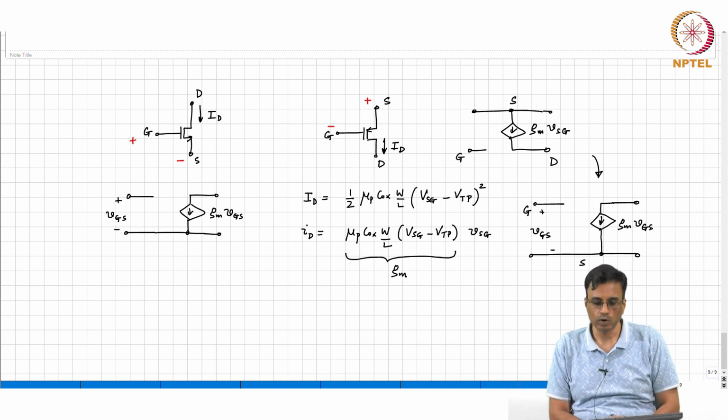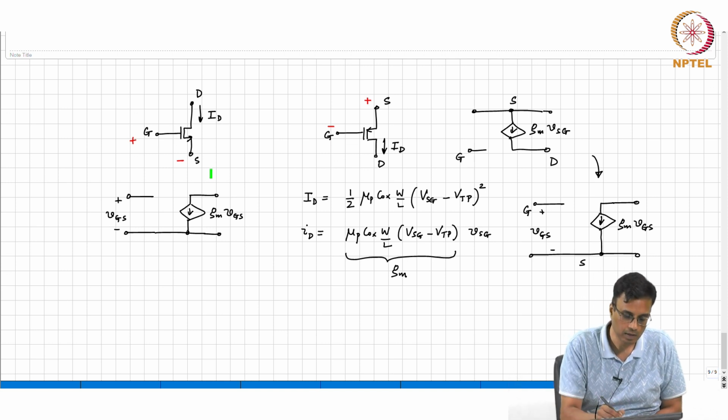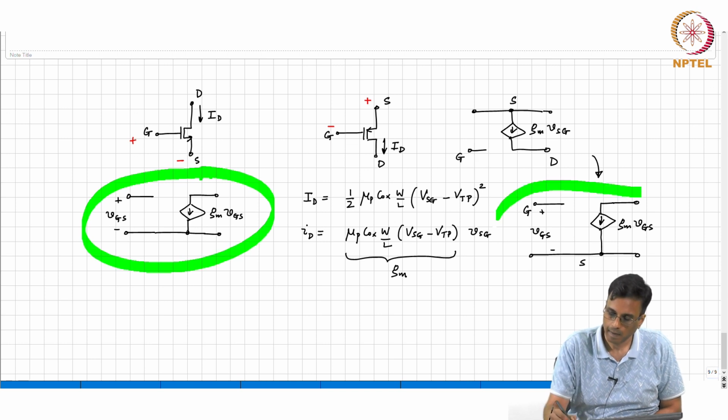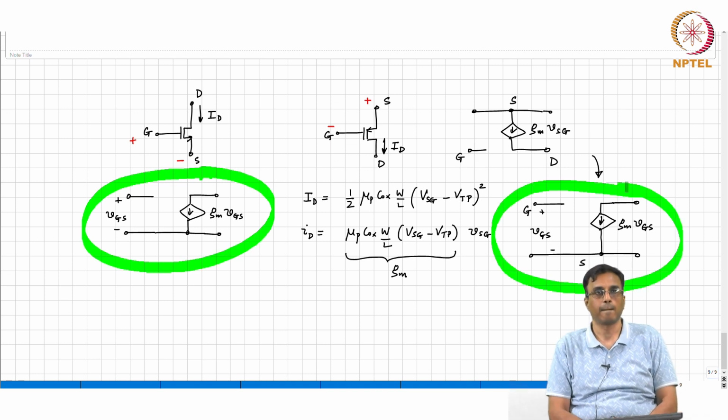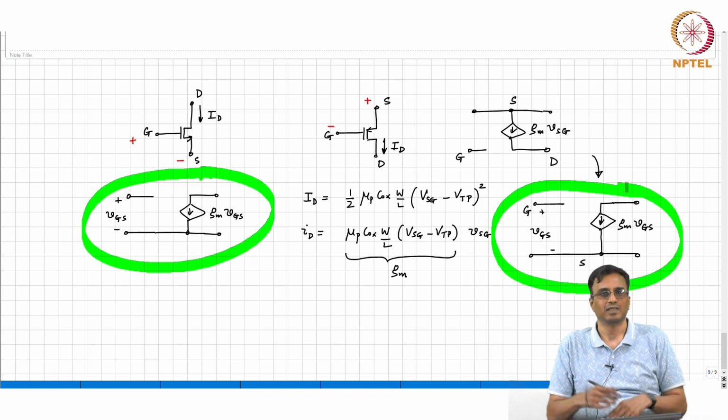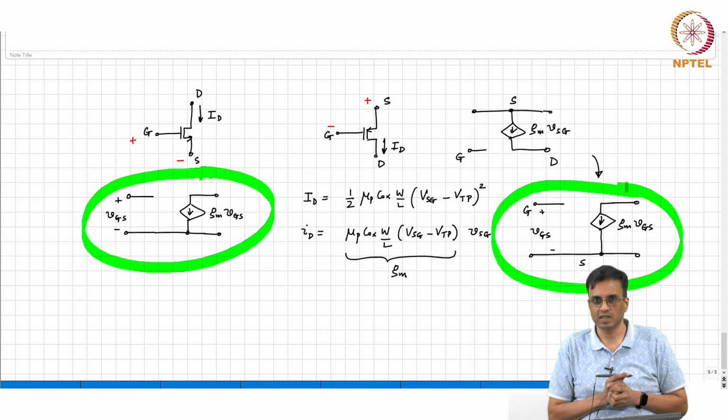So, what do we conclude therefore? The incremental model for the NMOS or the PMOS transistors are identical, right? So, once you bias the transistors up properly, whether you use an NMOS transistor or a PMOS transistor, the incremental circuit remains the same. Is that clear?